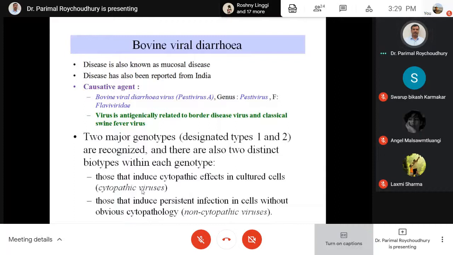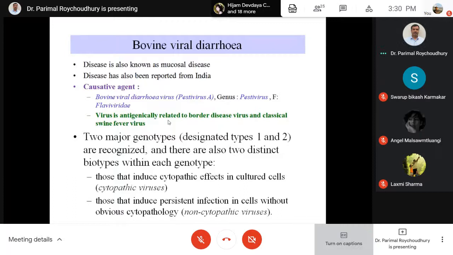It's a Pestivirus A. This particular virus is antigenically related to classical swine fever and border disease virus. So these three viruses show some antigenic relationship. Of course, not to the level that they can cross-propagate each other, but they react with each other. The antibodies react with each other's viruses. That is important, because the bovine viral diarrhea virus also occurs in the pig. So if you simply collect the serum sample and go for serological screening, some false positive results may occur.